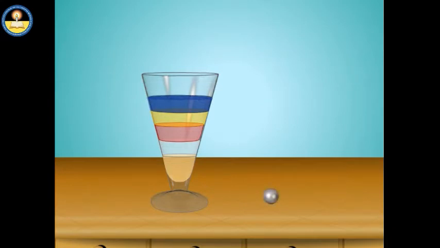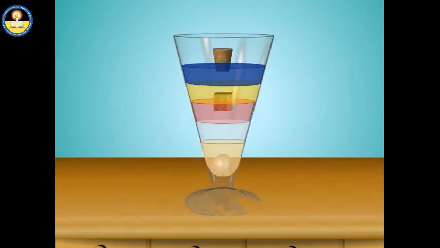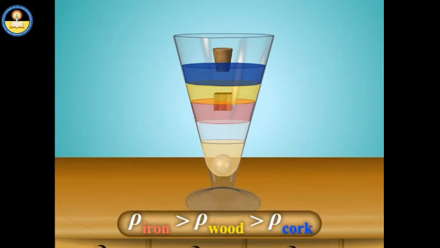If we further drop an iron piece into the tumbler, it sinks to the bottom. But if we drop a wooden piece, it sinks up to certain layers but floats on the water layer. Whereas a cork piece floats on the topmost layer as its density is the lowest one.